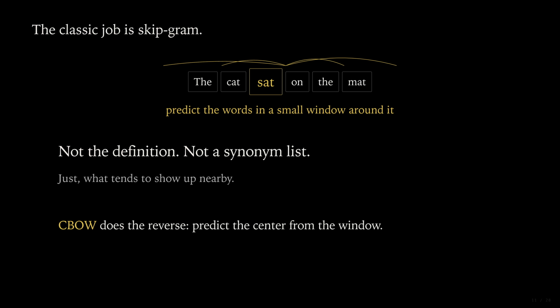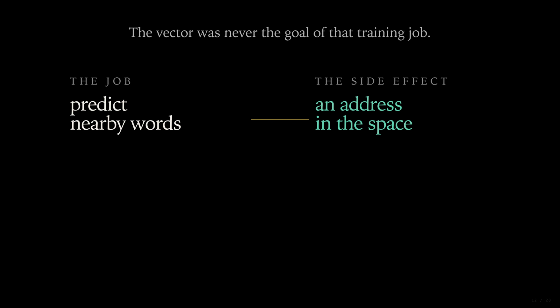CBOW does the reverse, predicting the center from the window. Same idea flipped. Here's the part that still feels strange to me. The vector was never the goal of that training job. The goal was to predict nearby words. The embedding is the address the model invented so that prediction would work. Meaning in this picture is a side effect of a guessing game.